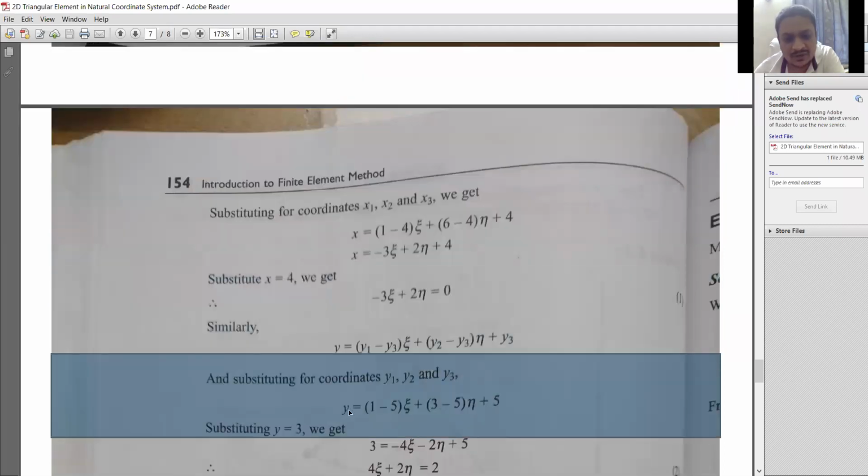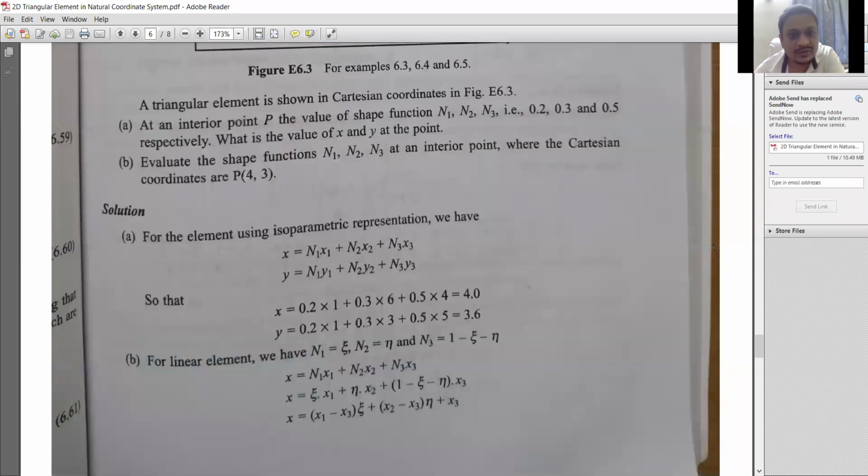So y will now be in terms of xi and eta. It will be 1 minus 5 into xi plus 3 minus 5 into eta plus 5. Now in the numerical, what is given to you? The values of x and y are given.